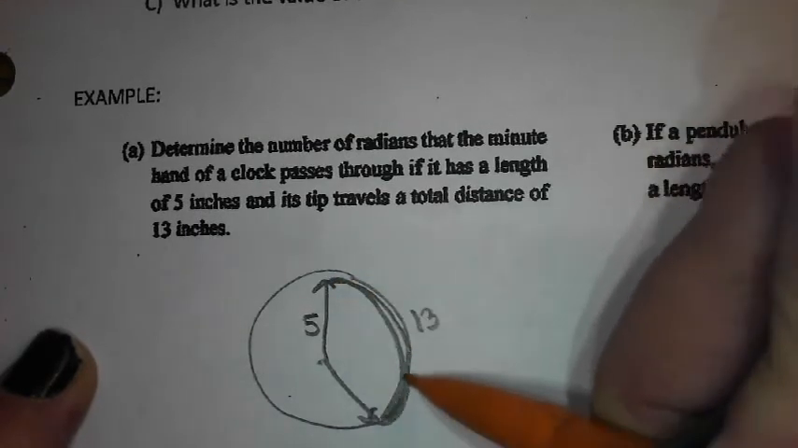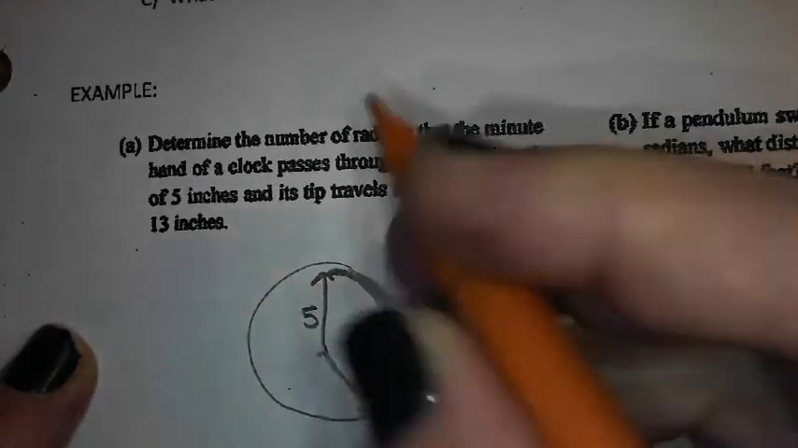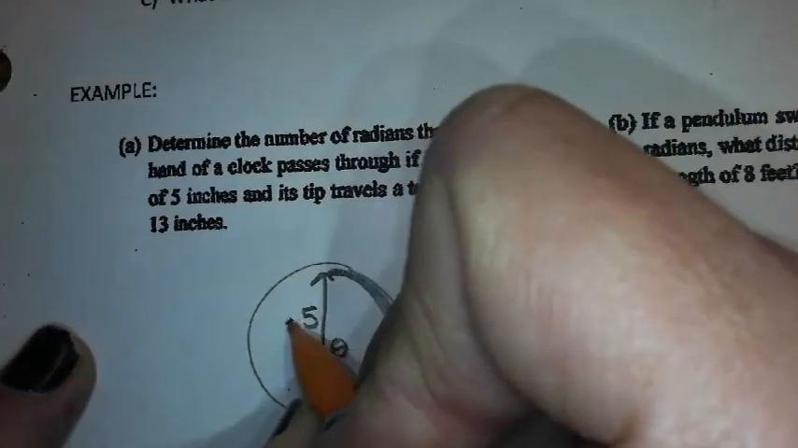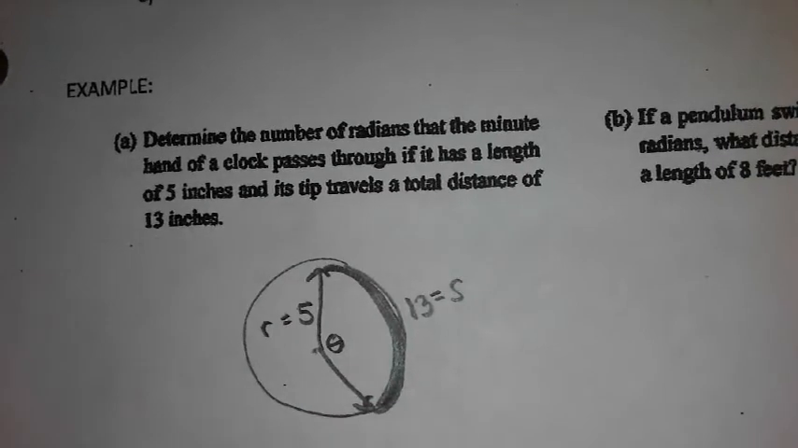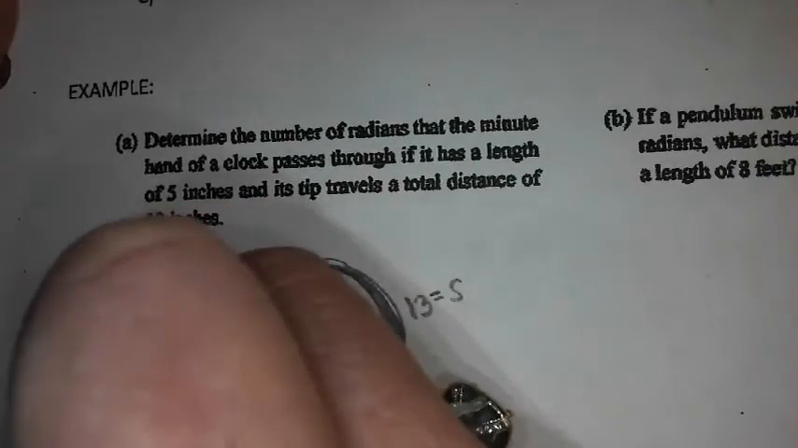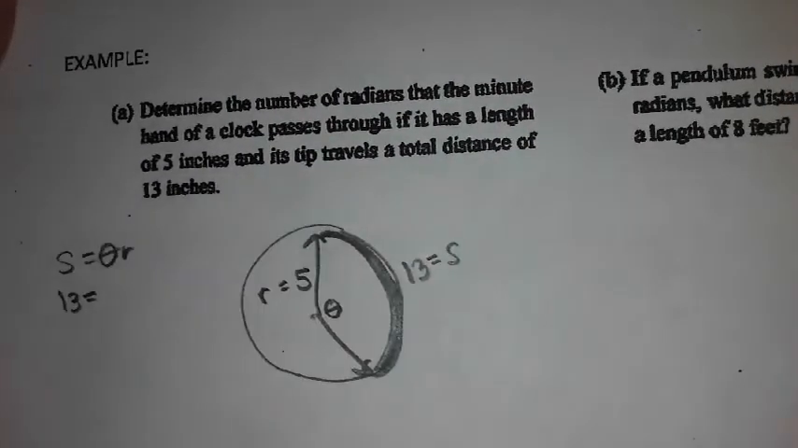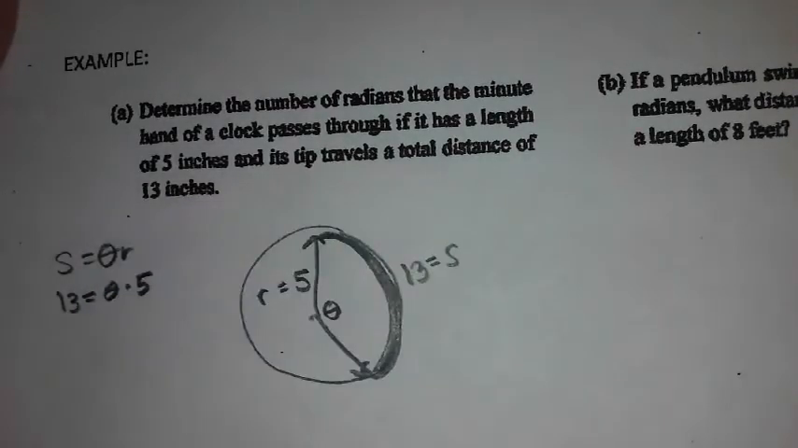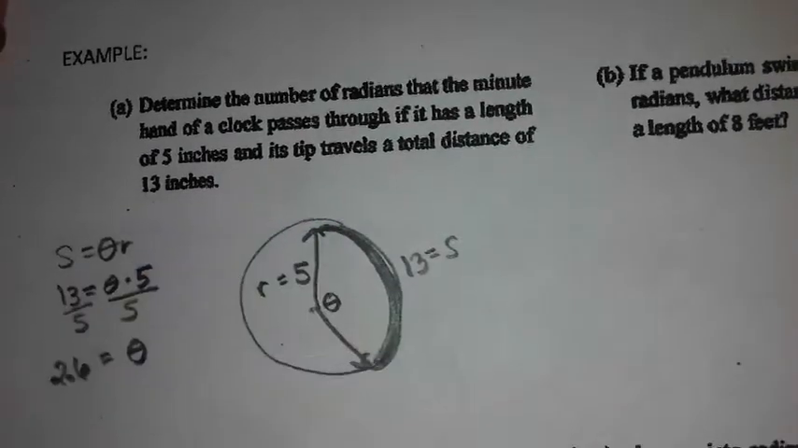The question is, determine the angle measure in radians. So that's our theta. 5 is our radius, and 13 is our arc length, or our S. So just copy down the SOAR formula, plug in what we know. 13 equals theta times 5, and solve for theta. Just divide both sides by 5. So we get 2.6.